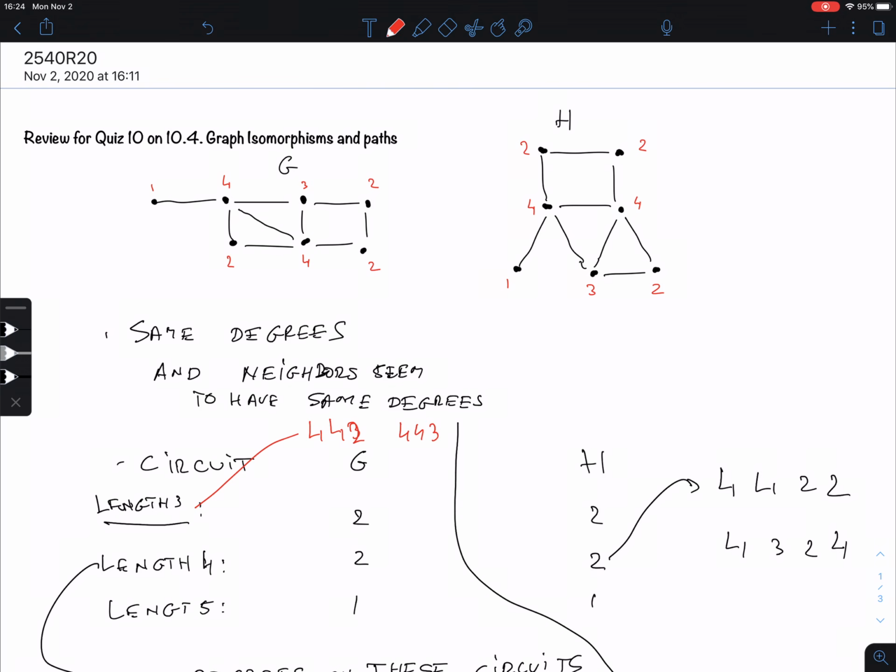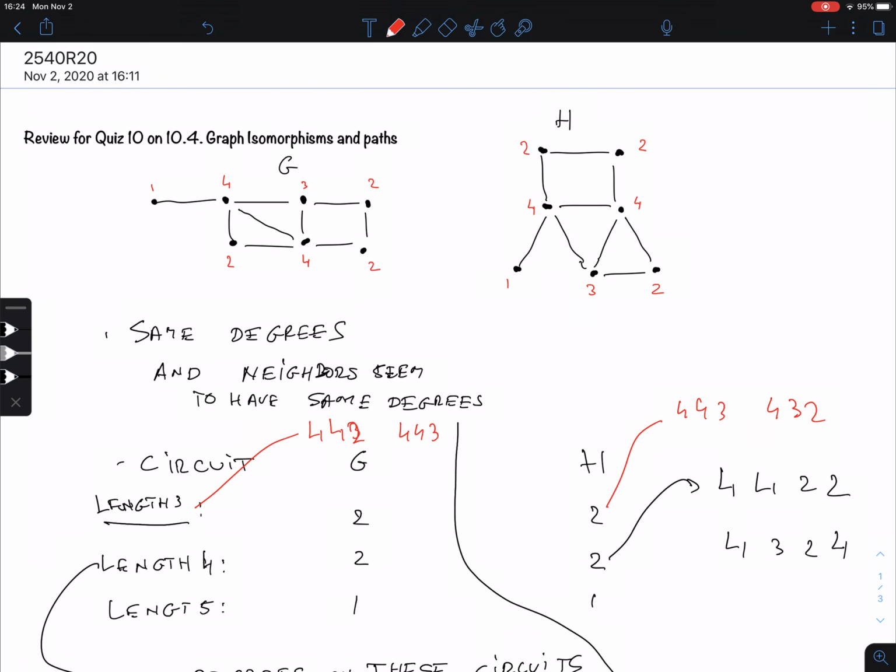What are the triangles here? One of the triangles is a 4-3-3, that's this triangle, right? Sorry, I mean 4-4-3. Or let's go this way: it's a 4-4-3, and the other one is a 4-3-2.